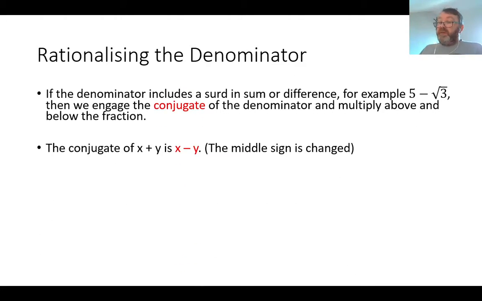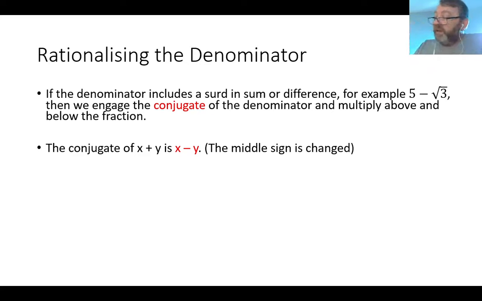Now, if the denominator includes a surd which is in a sum or a difference, for example 5 minus root 3, then we have to engage what is called the conjugate. Okay, now you haven't met this before. This is new, and this is going to be used again later on when we're dealing with complex numbers.